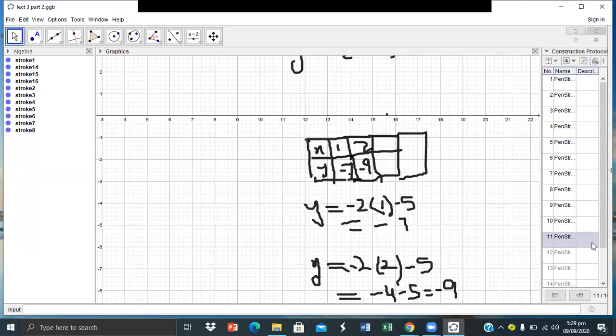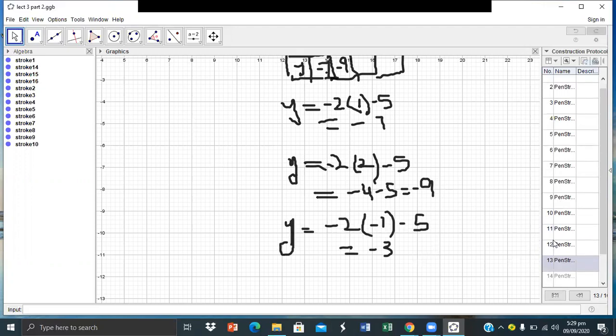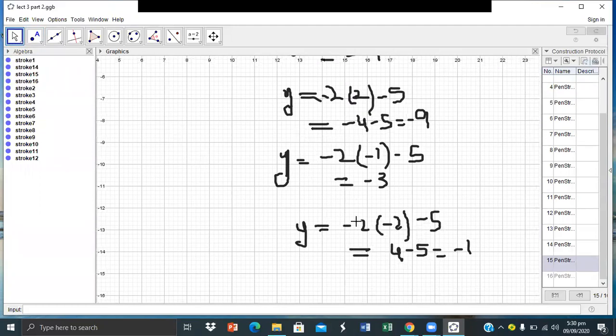Same way, I try to find the third ordered pair. If you can see here, for the third ordered pair, I take the value of x as minus 1. So minus 2 into minus 1 is plus 2, and then plus 2 minus 5, that becomes minus 3. So the value of y will be minus 3, and our third ordered pair will be minus 1 and minus 3. Same way, the fourth ordered pair: x is minus 2. So minus 2 into minus 2 is 4, and 4 minus 5, I get minus 1. So we find all four ordered pairs in the same way we did in the previous two equations.